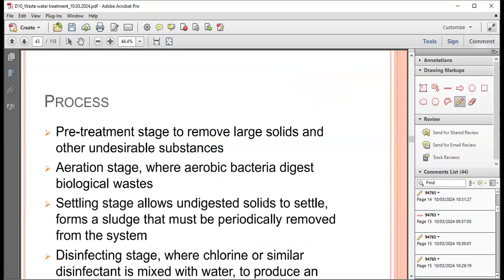Pre-treatment stage to remove large solids and other undesirable substances. Aeration stage where the aerobic bacteria digest biological waste. Settling stage allows undigested solids to settle. So digestion is an important word. You already heard about food digestion in the stomach, right? It's the same word, digestion.